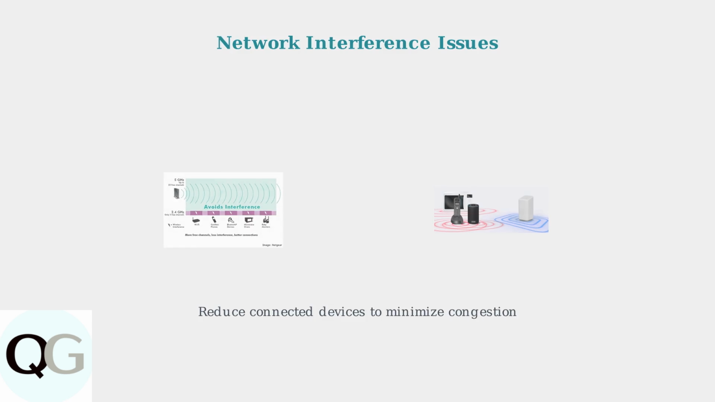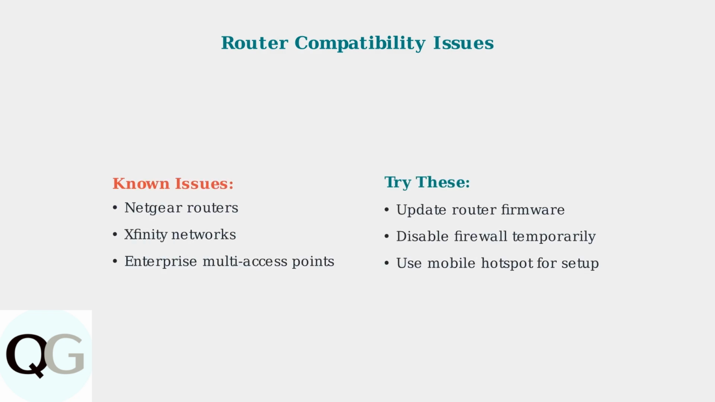The 2.4 GHz band is more crowded and prone to interference from household devices like microwaves and cordless phones. Some router brands have known compatibility issues. Netgear and Xfinity networks may cause interference with Ring devices. Check your router's firmware and settings.